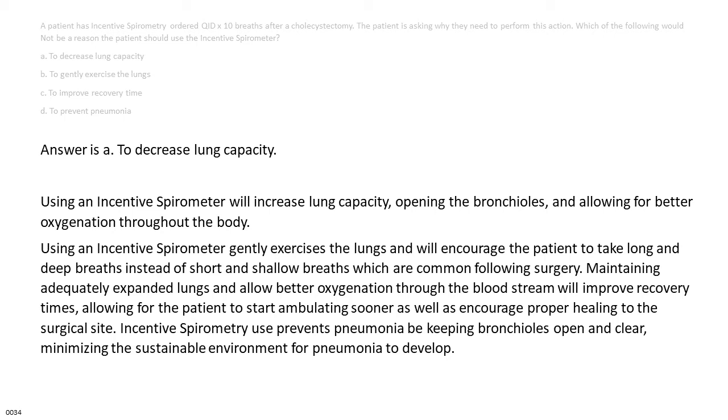Maintaining adequately expanded lungs and allowing better oxygenation through the bloodstream will improve recovery times, allowing the patient to start ambulating sooner as well as encourage proper healing to the surgical site. Incentive spirometry use prevents pneumonia by keeping bronchioles open and clear, minimizing the sustainable environment for pneumonia to develop.